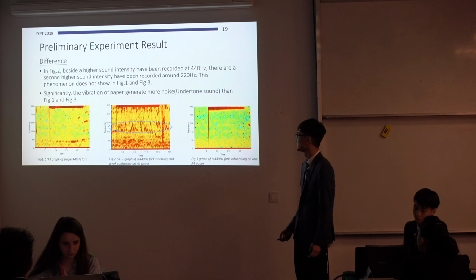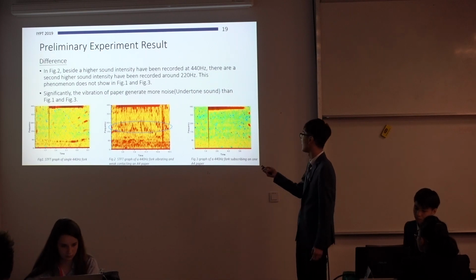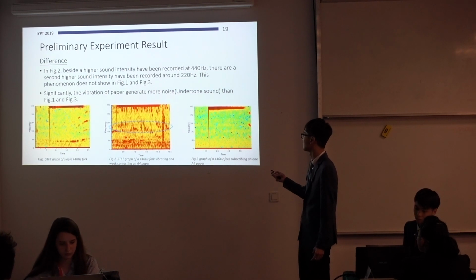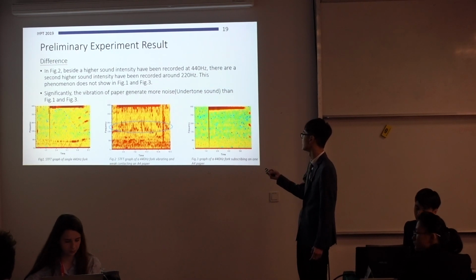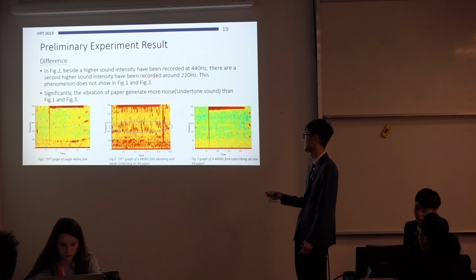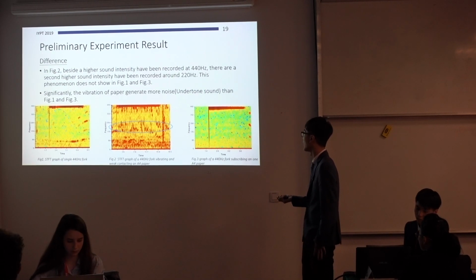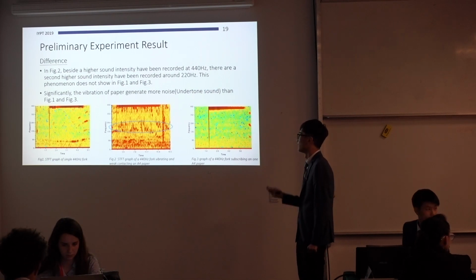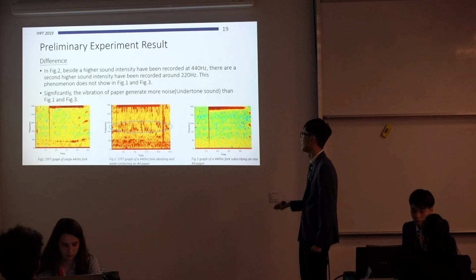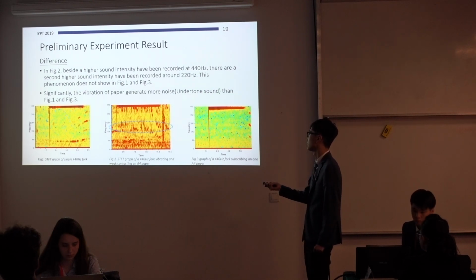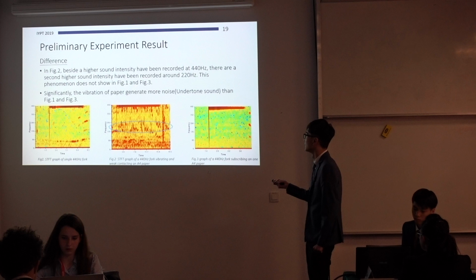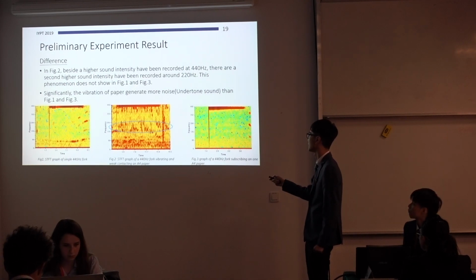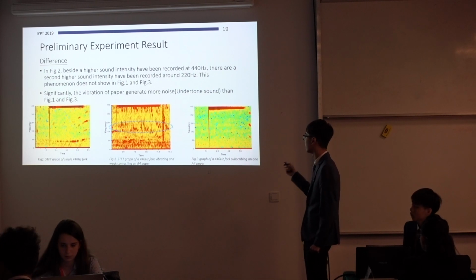But the difference in figure 2 is that we can see a higher sound intensity has been recorded at 440 Hz, and a second highest sound intensity has been recorded around 220 Hz, which perfectly matches the frequency of the undertone sound. And this phenomenon does not show in figure 1 and figure 3. And significantly, the vibration of the paper generates more noise, which is the undertone sound, than in figure 1 and figure 3.